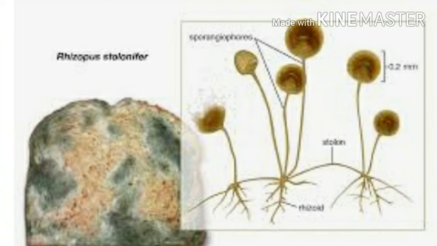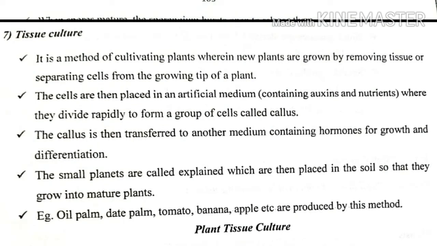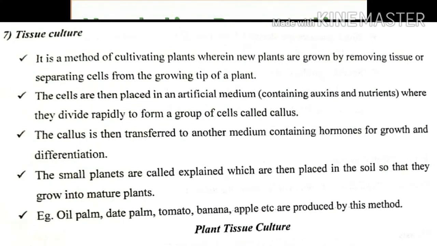Okay, so this is the technique of spore formation, which is considered as one of the asexual means of reproduction. And usually the fungi are the organisms that reproduce through spores. Okay, next we shall move to the last method of asexual reproduction, which is known as tissue culture.